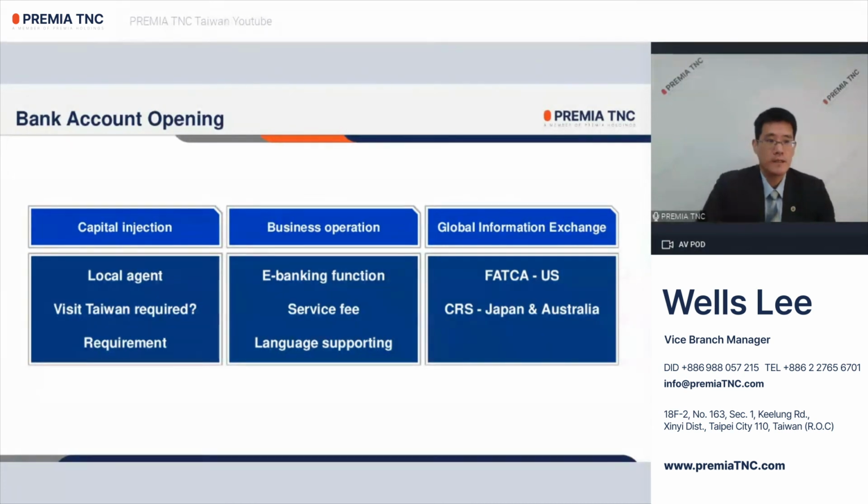Alright, this is the bank account section, and nowadays banks are changing their policies frequently because there are more and more new regulations they need to comply with, and they also need to consider their profit. So finding a good bank for a foreign investor is not an easy job. If you have any further questions about the bank account opening, we are happy to discuss with you in detail after the webinar.